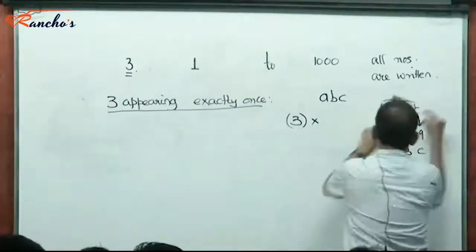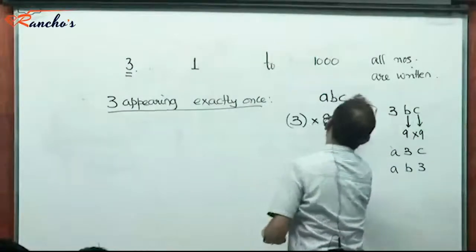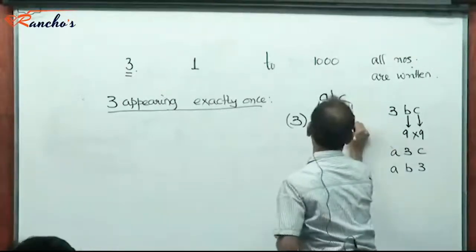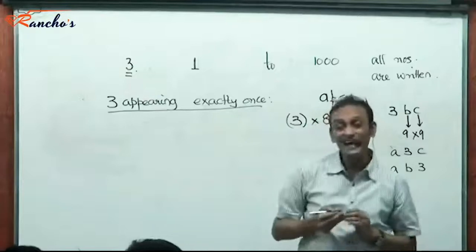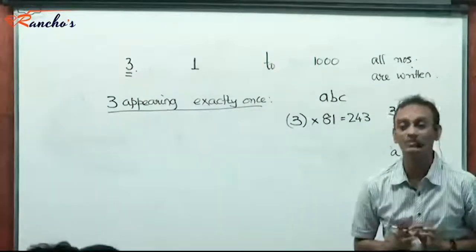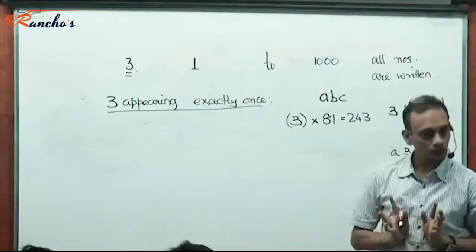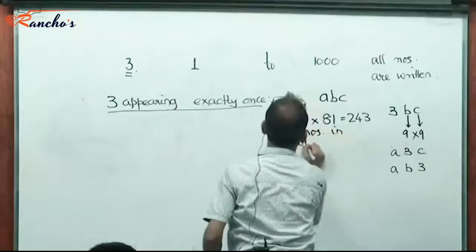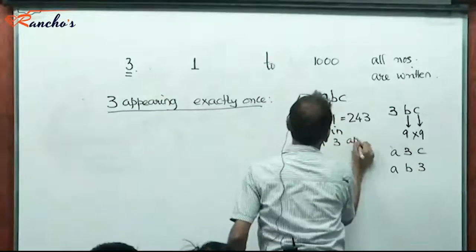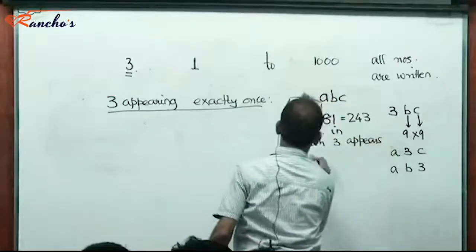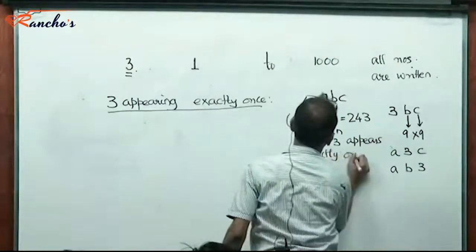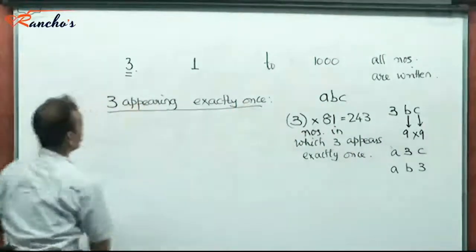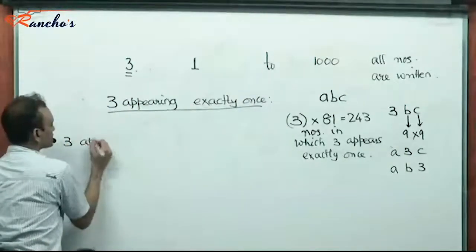So these are the 3 cases. For each of them, there are 81 ways of selecting the remaining 2 digits. Yes or no? That means there are 243 numbers in which 3 appears exactly once. Yes or no? Right? Now, 3 appearing exactly twice.